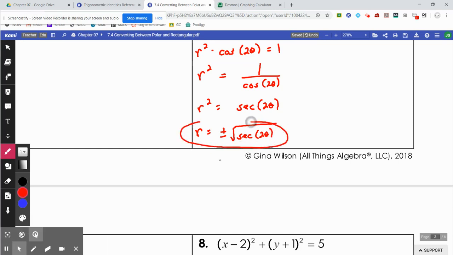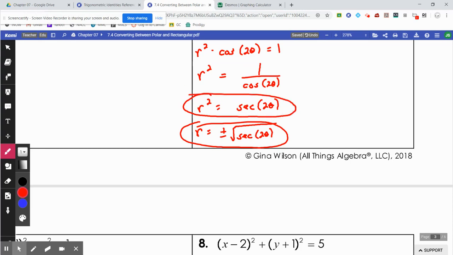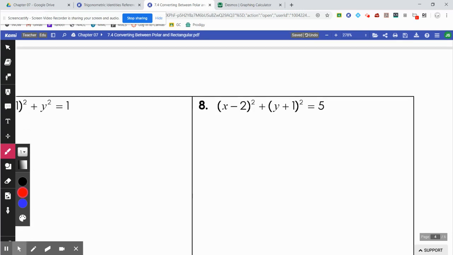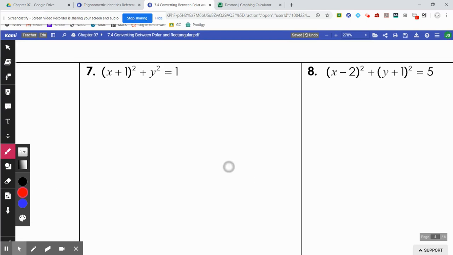And there you go. Now, I looked at the answers. They actually left it like this to where you didn't have plus or minuses, so either one of those answers would be fine. Number 7.